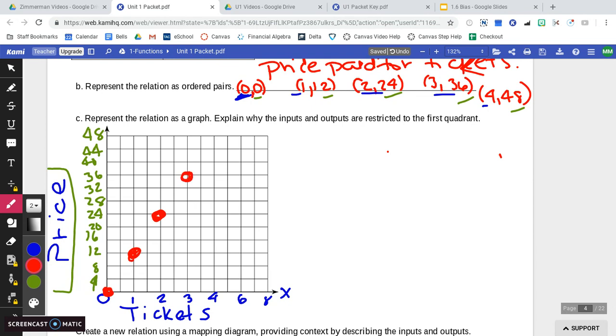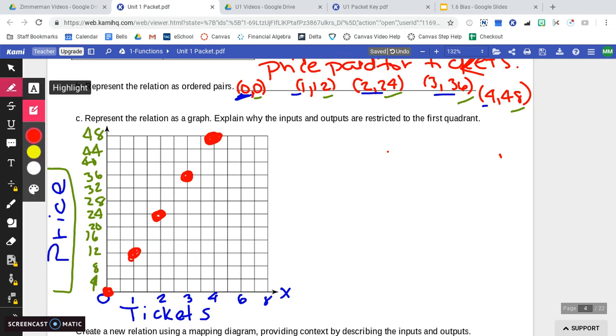Although we could call this a linear function, we're just not in that unit yet. So for now, just graphing the ordered pairs as they were written. And the second part of the problem says to explain why the inputs and outputs are restricted to the first quadrant.